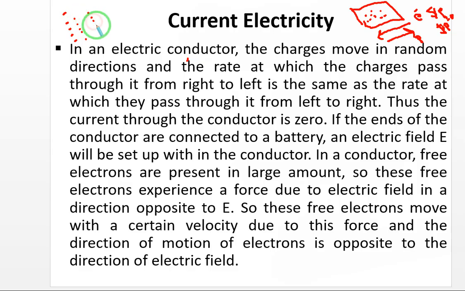So in a proton we have 1, 2, 3, 4, 5, so we have 5 protons or 5 positive charges. Positive and negative attract each other. Opposite charges always attract each other, so it will make a bond with this one, this one, and this one.